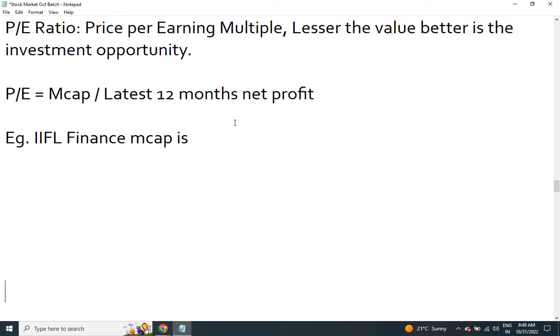Whether it should be low or high: let us say not 20 lakh, I am making 25 lakh per annum. Then what is my PE ratio now? 4. So the lower the PE ratio is, the better the company is.